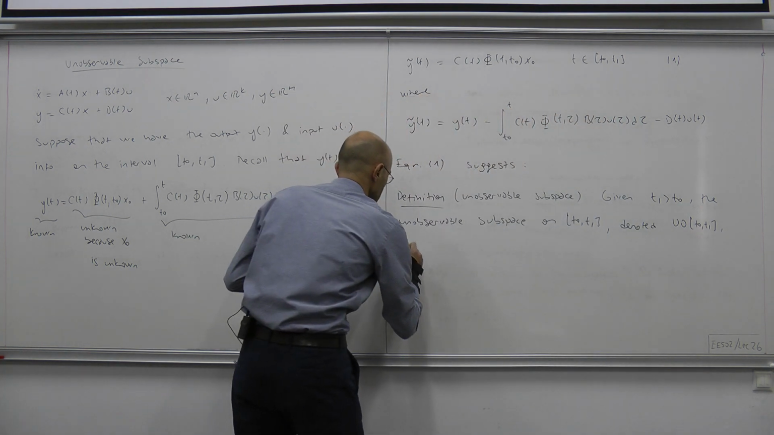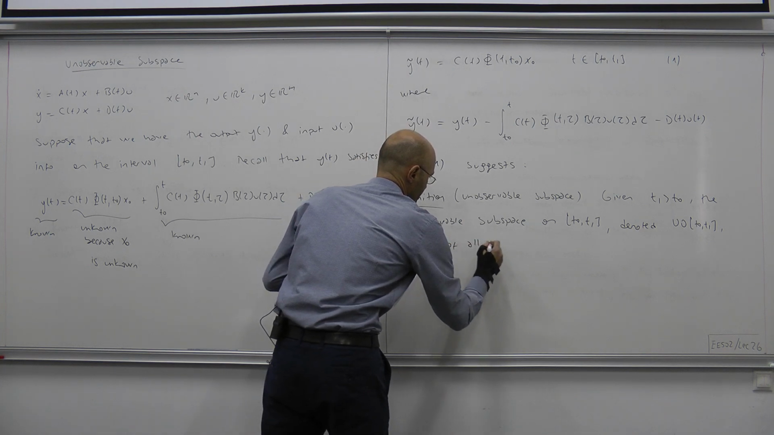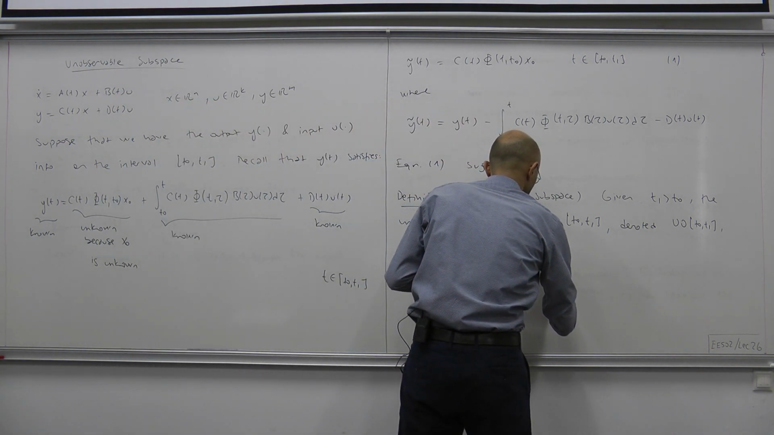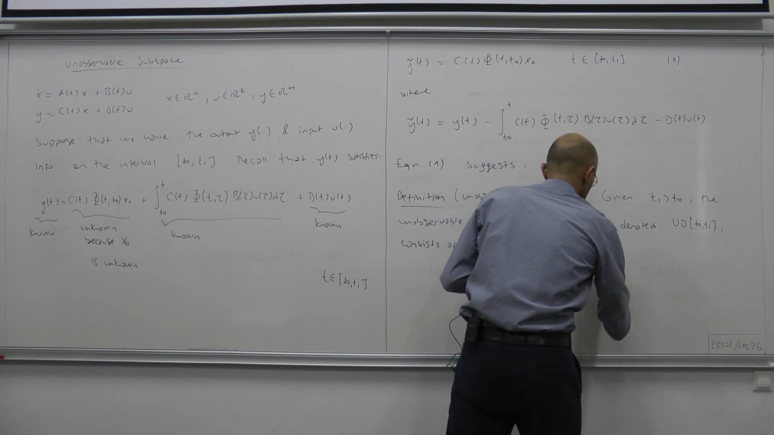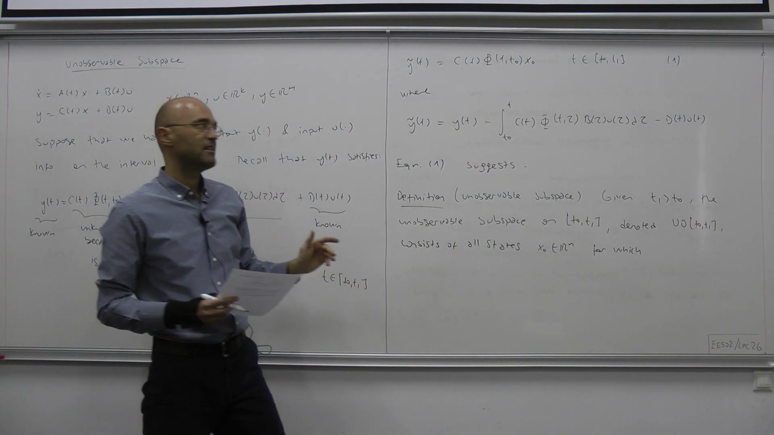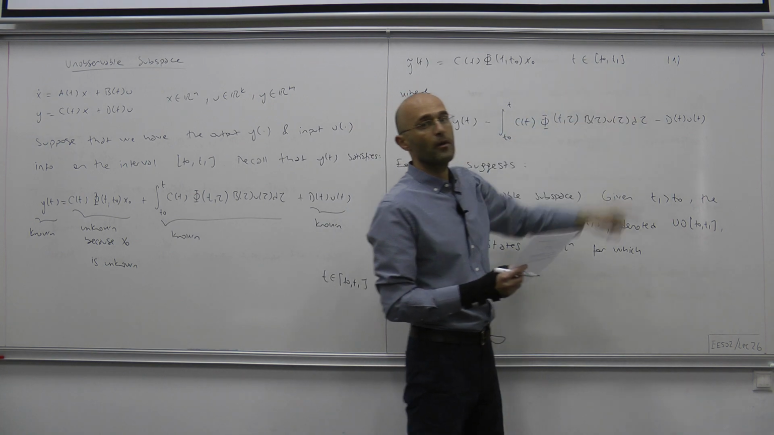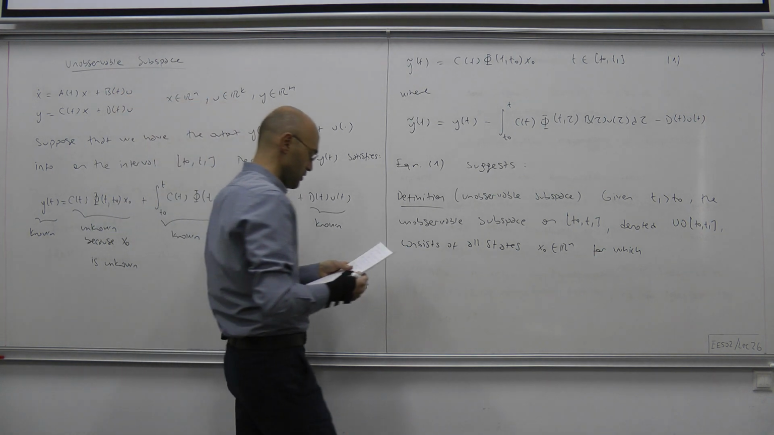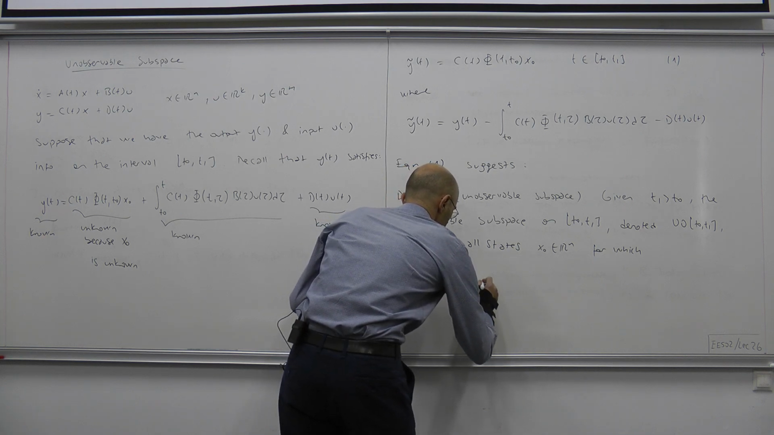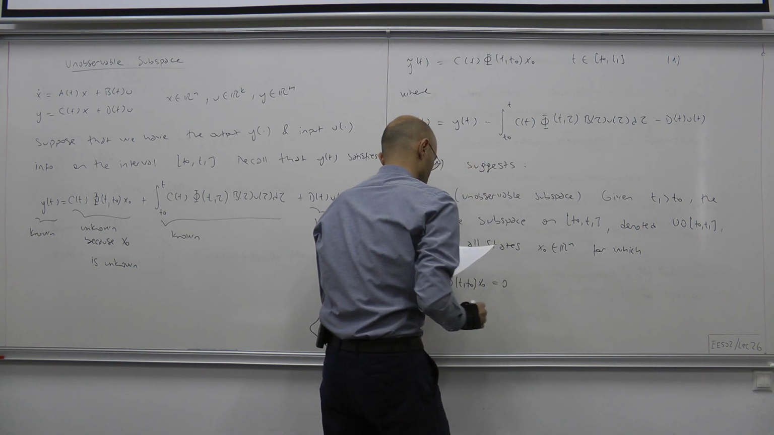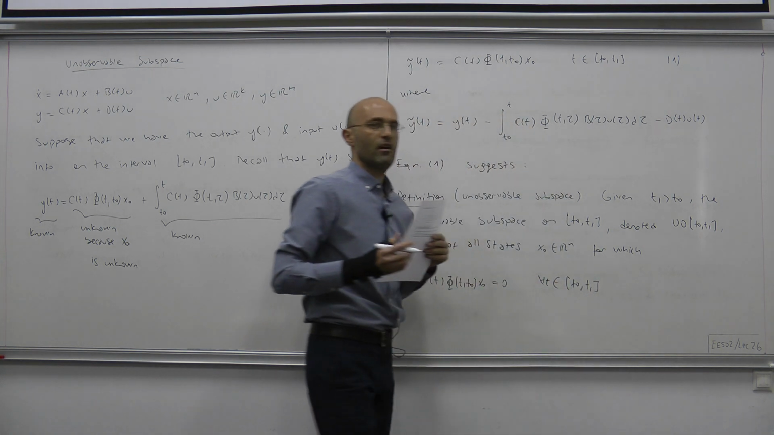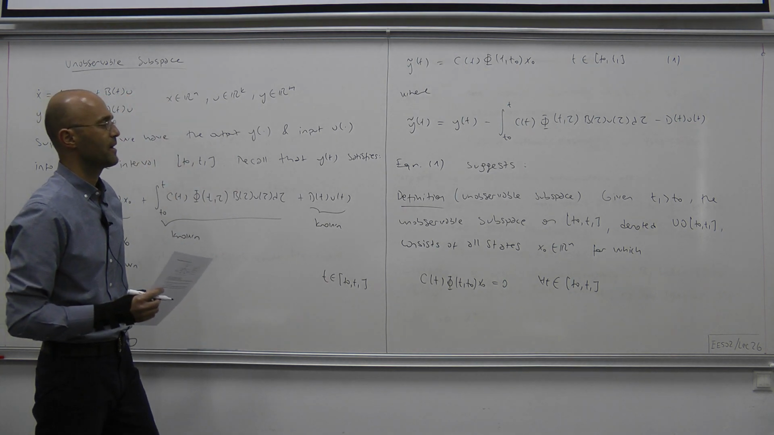consists of all states, or all vectors, or all initial conditions x0 in Rn for which the left hand side is identically 0 for all times throughout that interval from t0 to t1, for which c of t phi t t0 x0 equals 0 for all times from t0 to t1.